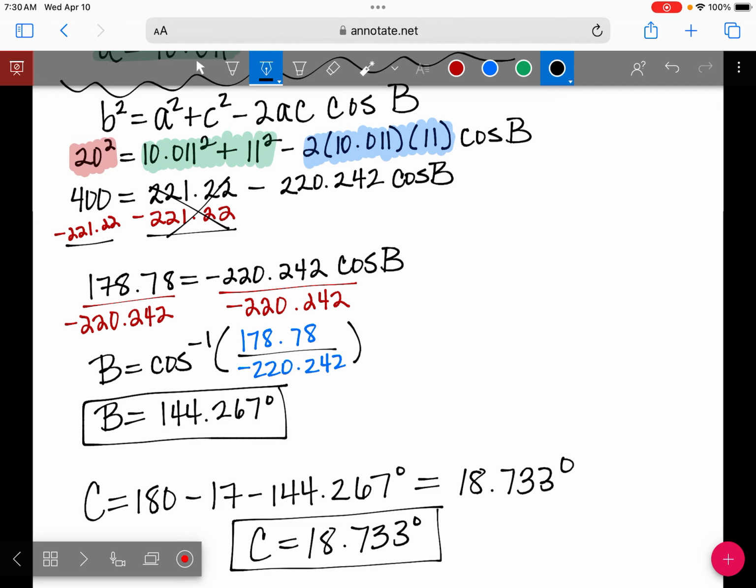All right, any questions about why we use the law of cosines instead of law of sines? How we found any of those pieces?